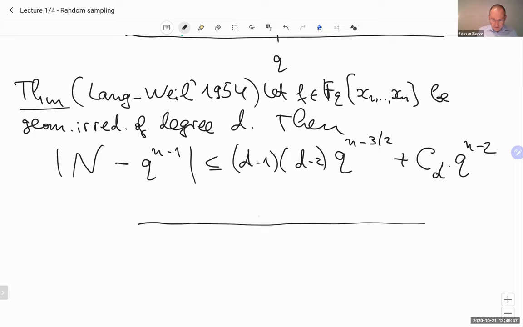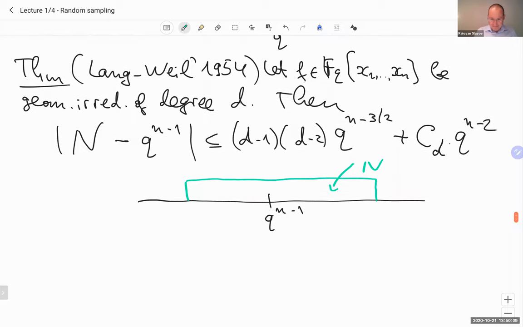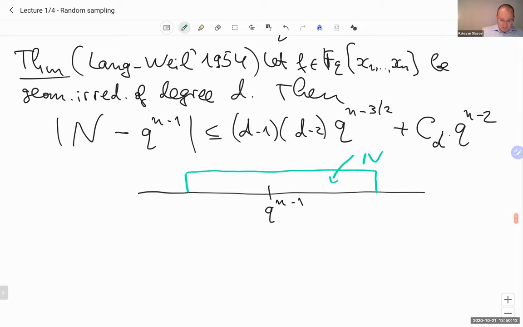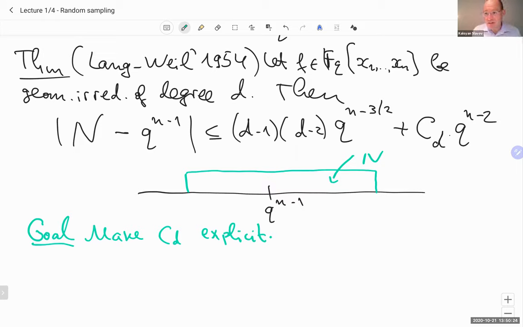Again, the number of solutions is approximately q to the n minus 1. Remember the first example with the graph, when the polynomial is the last variable minus a polynomial in the previous variables, then it's exactly q to the n minus 1, and it belongs to a certain interval. Let's call it the Lang-Weil interval. And the question, or rather the goal, is to make the constant CD explicit. Give explicit Lang-Weil bounds.